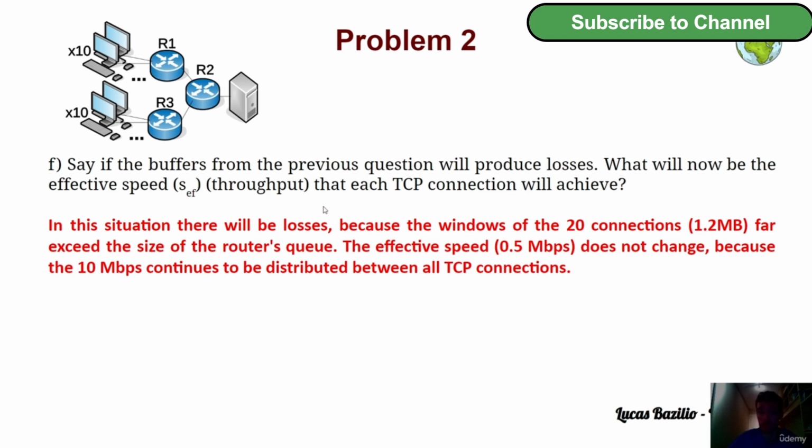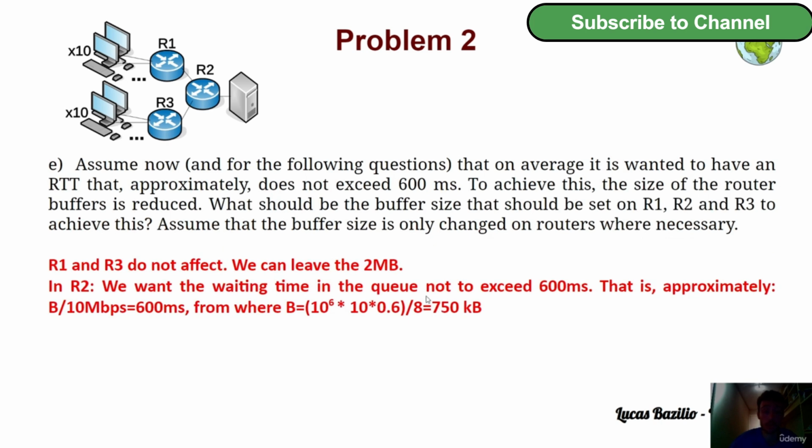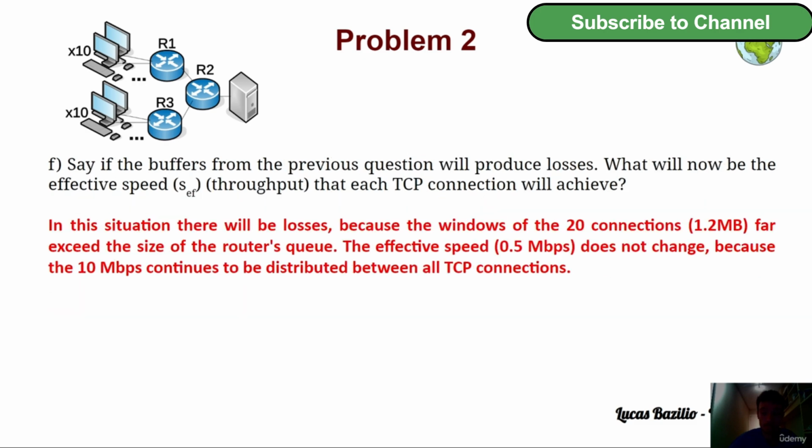What is important in this question F, again related with question E, is that there will be losses because we can't support all of the window sizes, which is 1.2 megabytes, on the 20 TCP connections with only the buffer size of R2 being 750 kilobytes. With this we have the solution to question F.